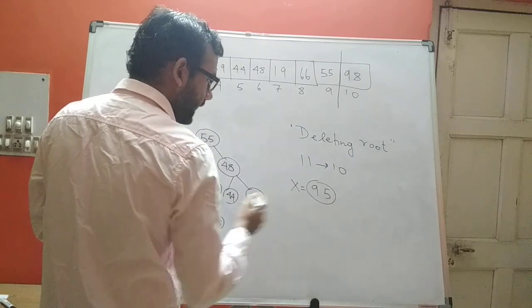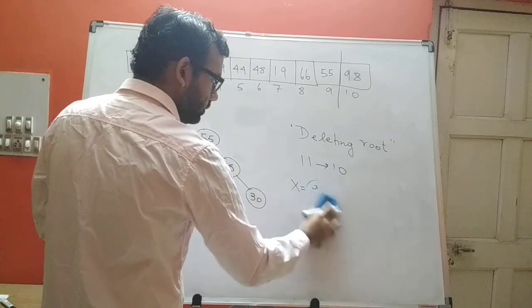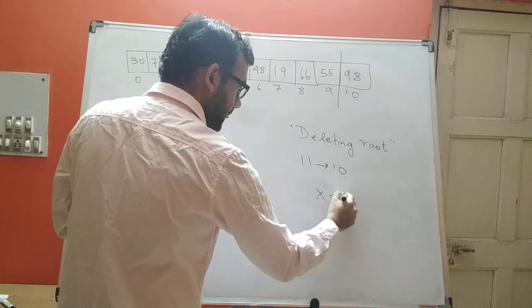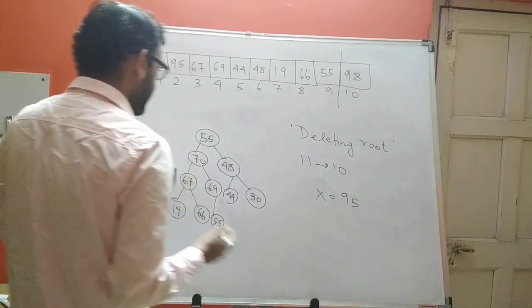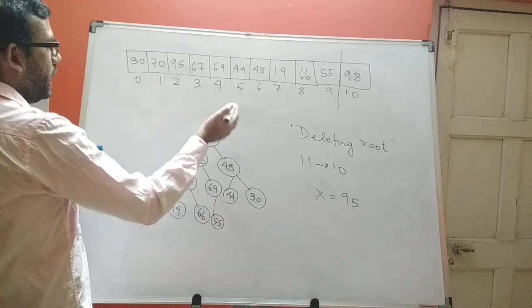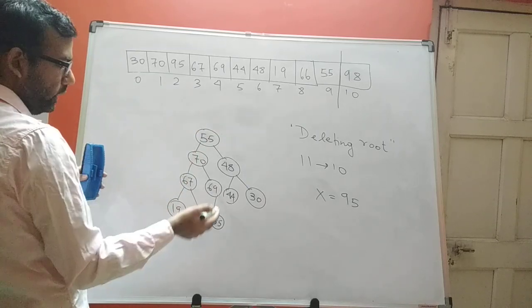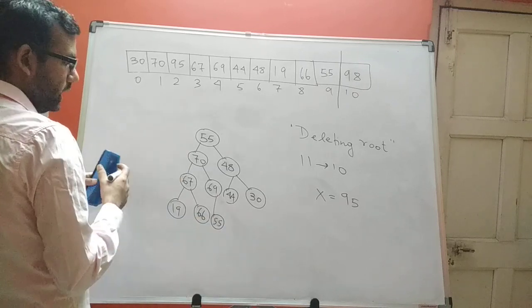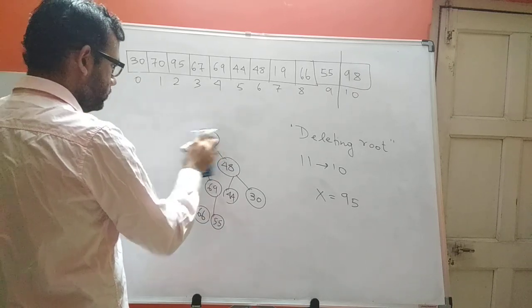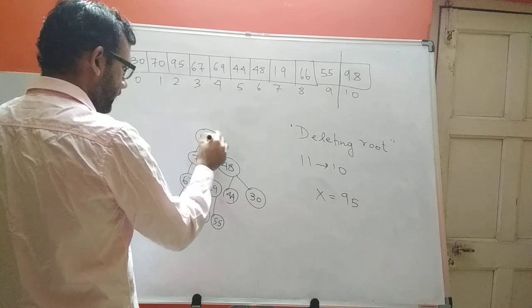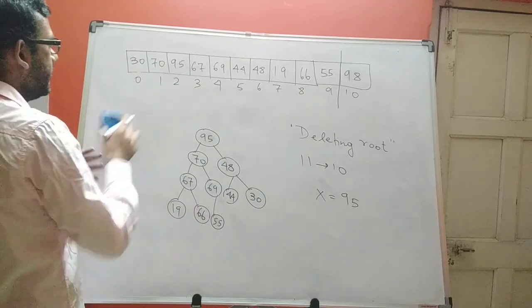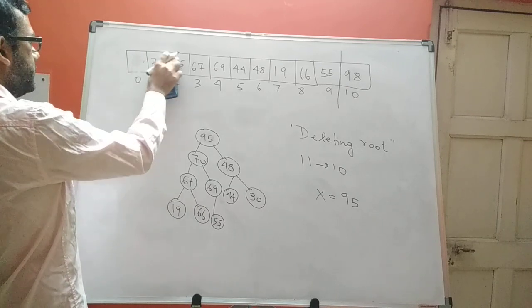And I'll refer to it as X. So my current node which has been deleted is 95 and I'll refer to it by X. So what do I do? I replace 95 with the last node. What is the last node? The last node is 55. Okay. Now before I move into this part, 95 was here, right? Now the tree, the array has changed, right? So let me make the necessary readjustments.